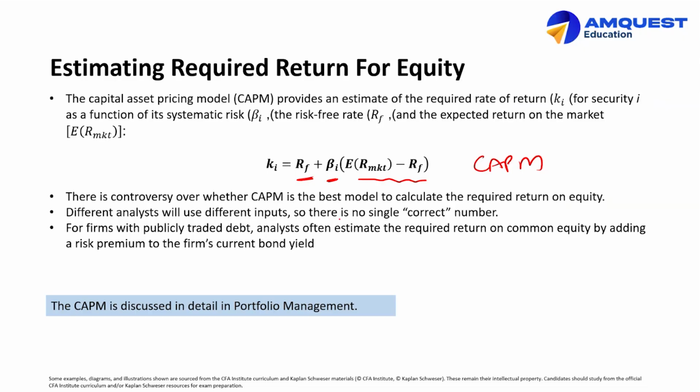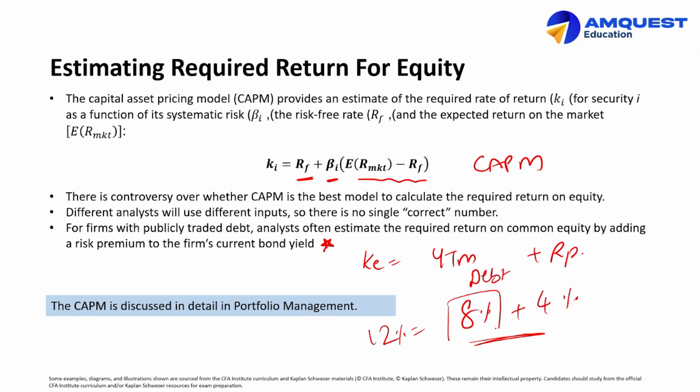For firms with publicly traded debt, the analysts often estimate the required return on common equity by adding a risk premium to the firm's bond yield. So the last point says that the cost of equity is equal to the YTM on the firm's debt, if the firm has also issued debt, plus a risk premium. Let's say I'm giving 8% to the debt holders. Equity holders will ask for 12%. So I'm adding a risk premium of 4%. Again, this is pretty subjective. This value is market driven. This is the value that you forecast based on your estimates. The CAPM model will be discussed in detail in portfolio management.